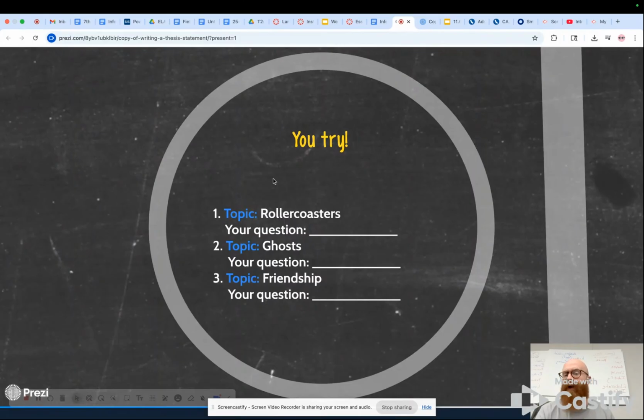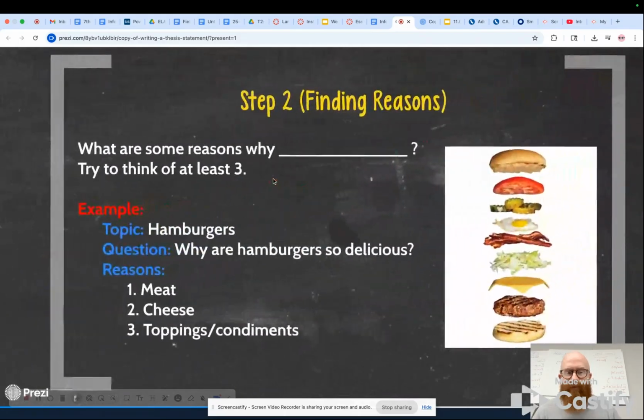You can think of questions about roller coasters, like why are roller coasters allowed to go upside down? Or ghosts, like are ghosts real? And friendship, like why is friendship so important in people's lives? These are questions we can generate about our topics.